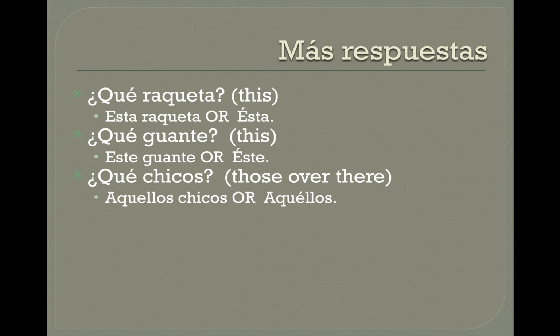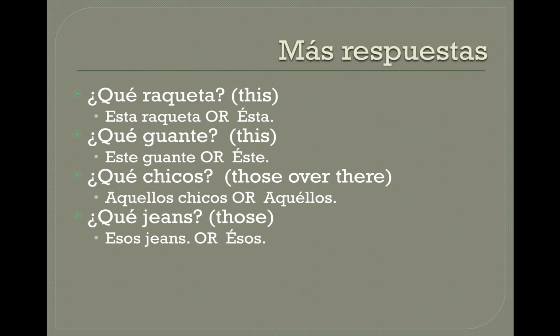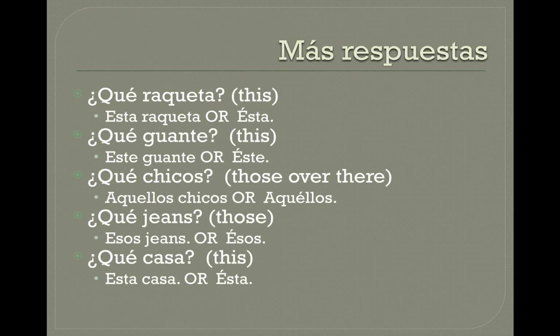What boys? If we wanted to say those ones over there, we could say aquéllos, referring to those ones over there, or you could say aquellos chicos. But of course, the pronouns on the right are replacing the nouns. What jeans? Those jeans, esos jeans, or ésos, those ones. What house? This house, esta casa, or this one is just ésta.